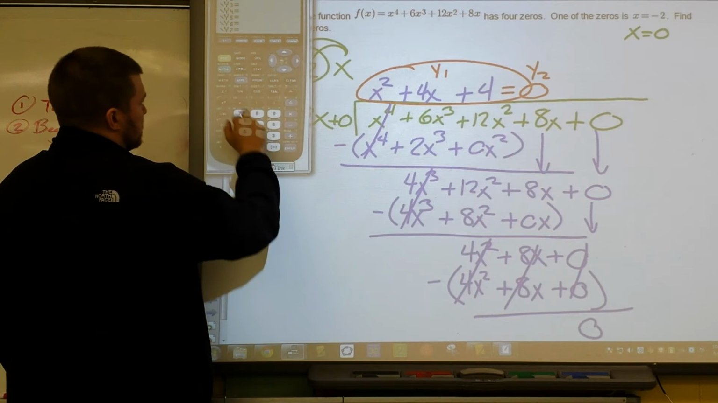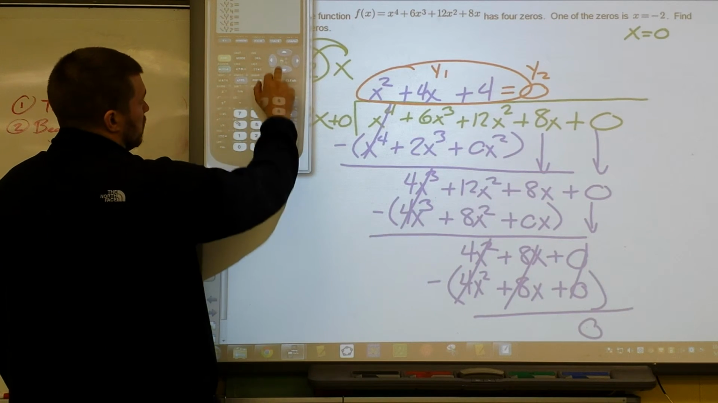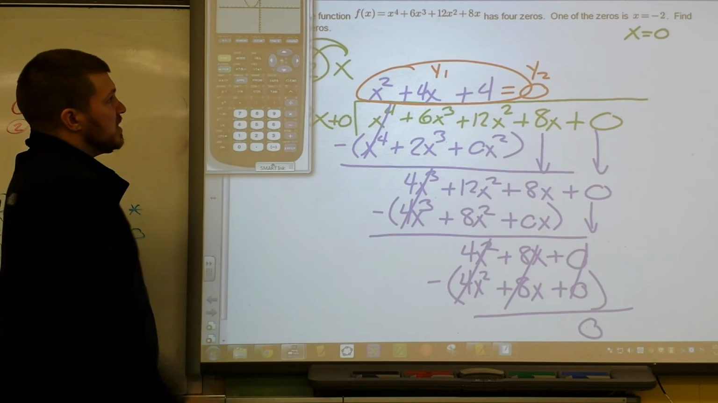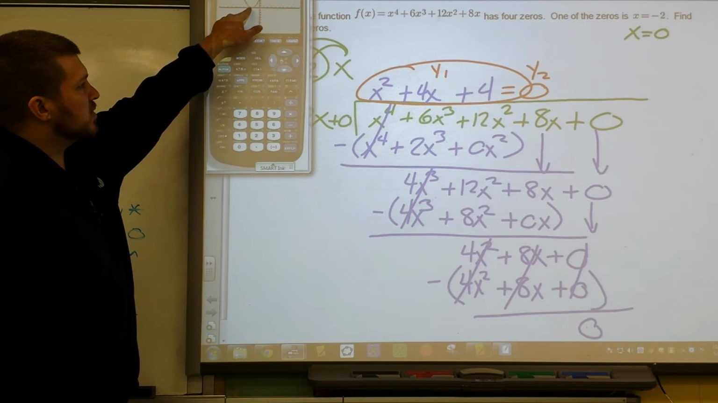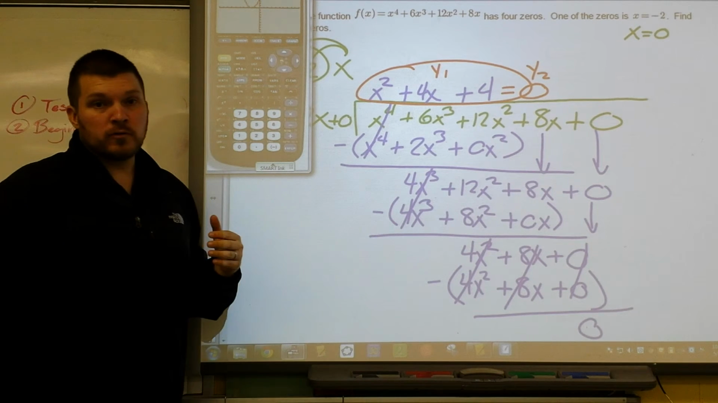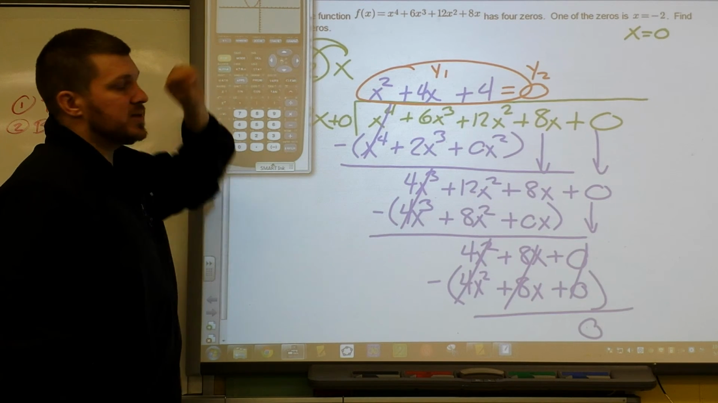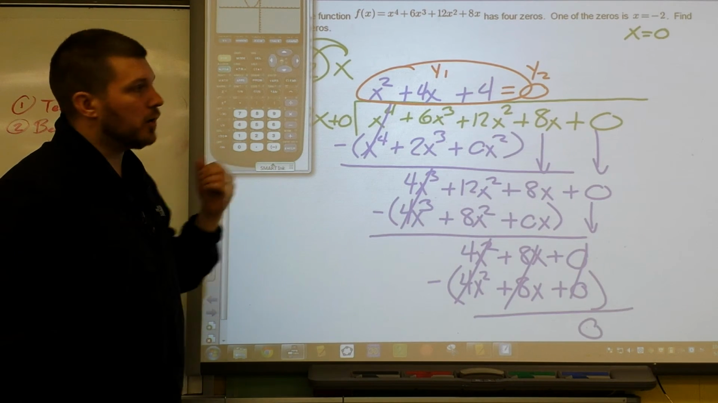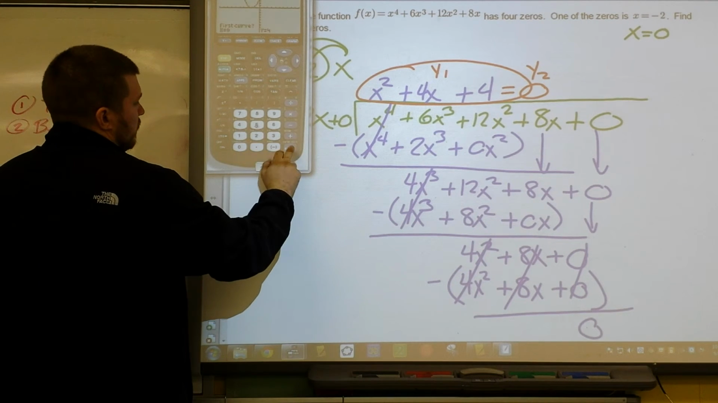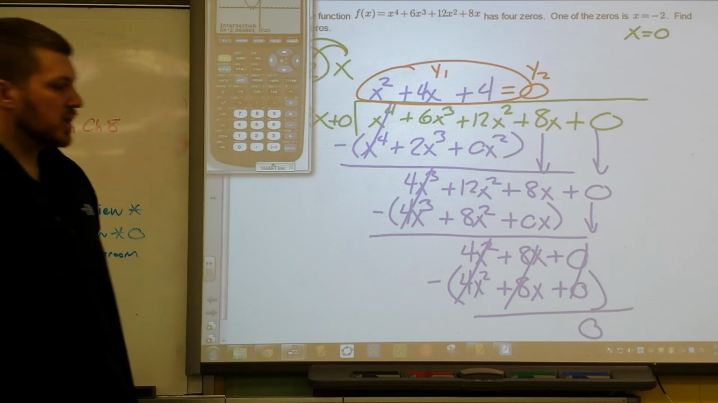So y1 is now going to be x squared plus 4x plus 4. y2 is going to be 0. I'm going to graph this, and I see one of my zeros is right here. Like we said in the notes just a few minutes ago, if a 0 occurs at a turning point, then it's a repeated solution or a repeated 0. So I get x equals negative 2 again.